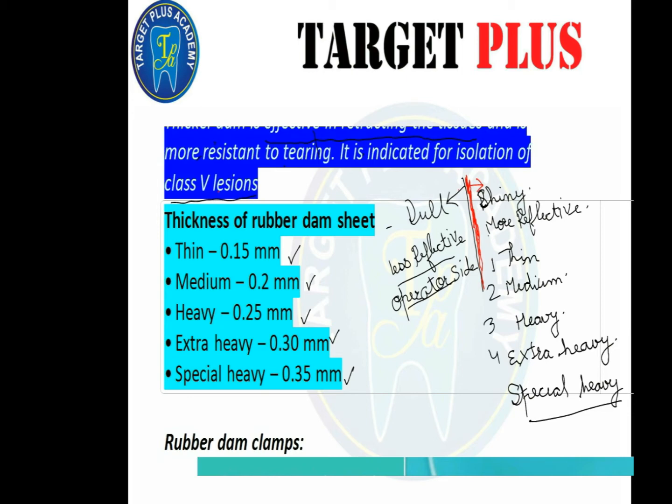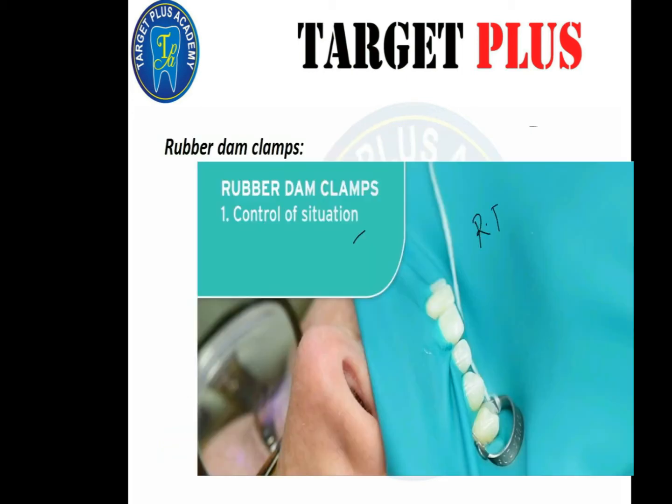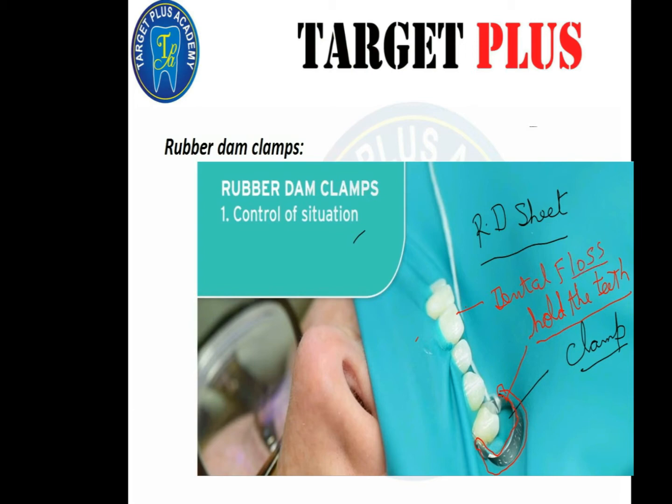Now this is the rubber dam sheet you can see all around. So this is the rubber dam sheet, and this area is the rubber dam clamp. It is tied with the help of dental floss. So this is dental floss and it is tied with the help of dental floss. So this is the rubber dam clamp.